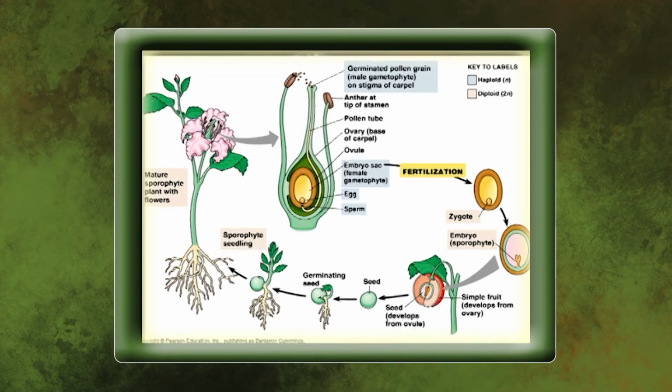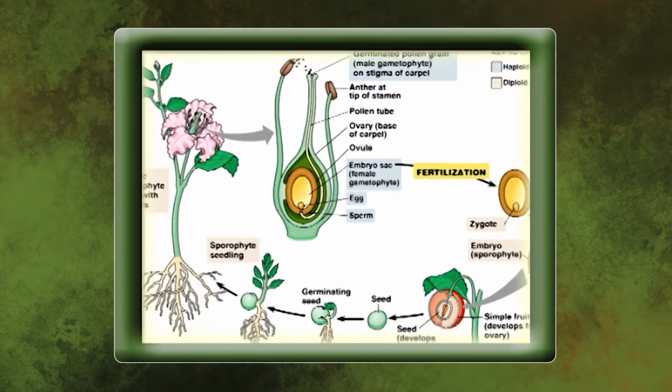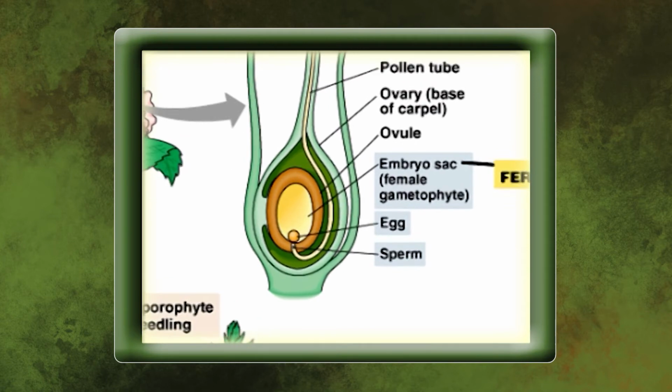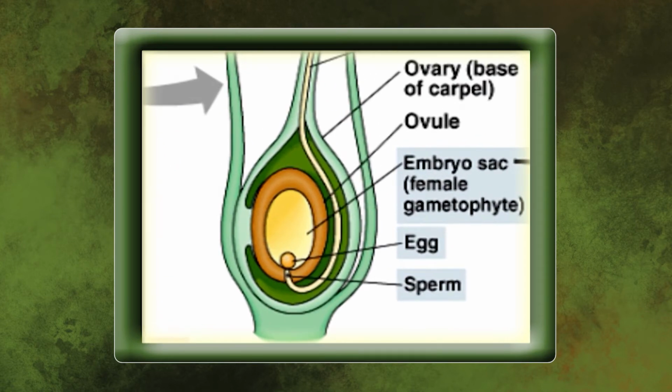Ovule literally means small egg. In angiosperms, the ovule is a structure that contains the female reproductive cells. The ovules are situated inside the ovary, attached to a special tissue called placenta.